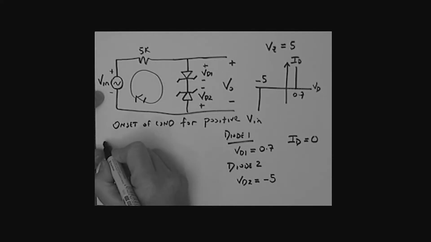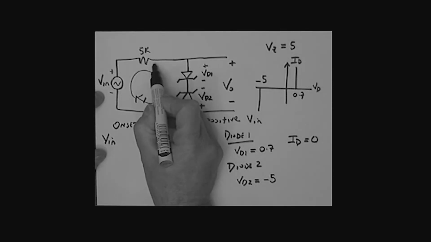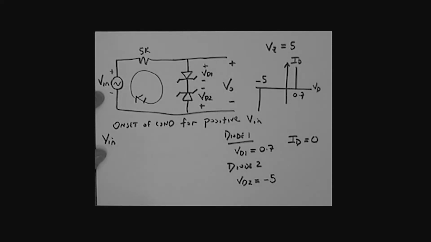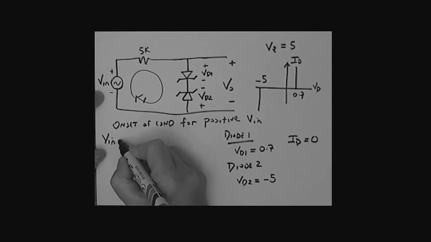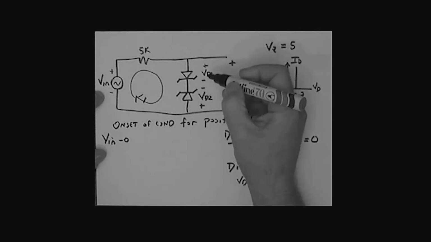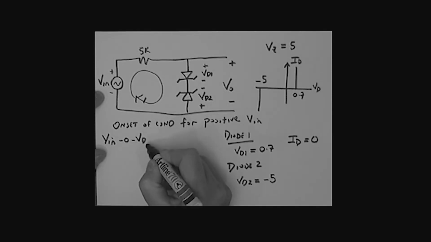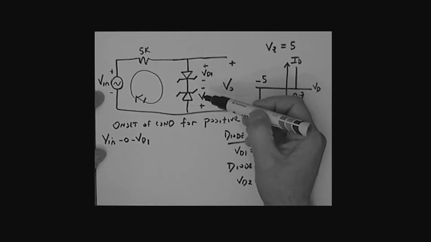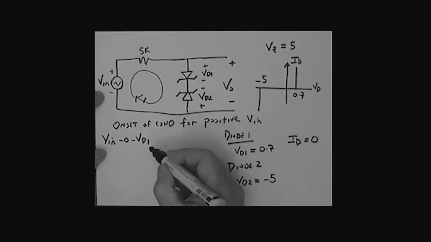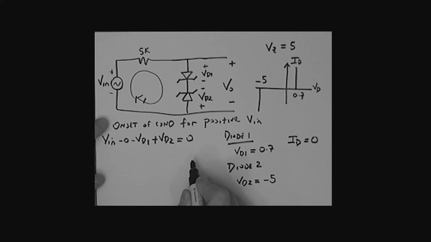So as I go around the loop, what do I have? I have V in. Any voltage across that resistor? Well, the current through it's 0, so no voltage across that resistor. I can show that, minus 0. Then I come to this diode, plus, minus, minus VD1. I'll put in the values later so I don't get confused. Then I'm going from a minus to a plus, so that must be a plus VD2. I've completed the loop, all of that is equal to 0.